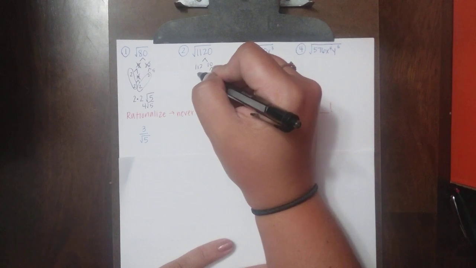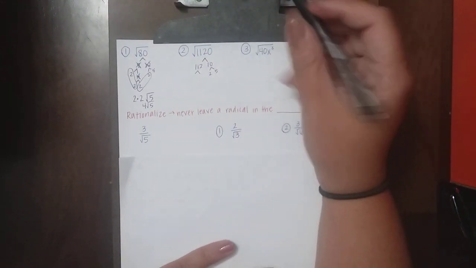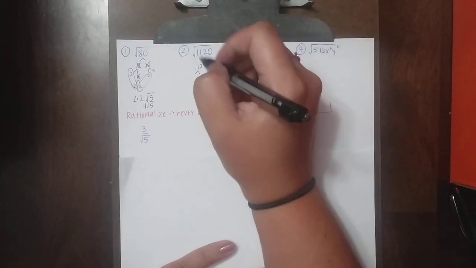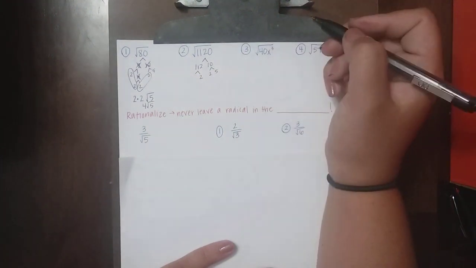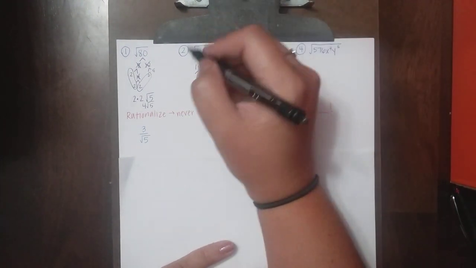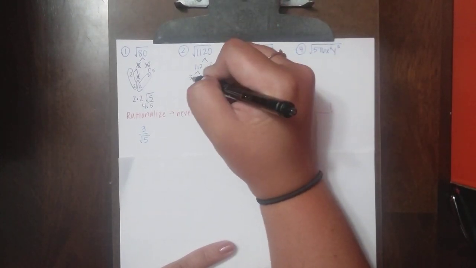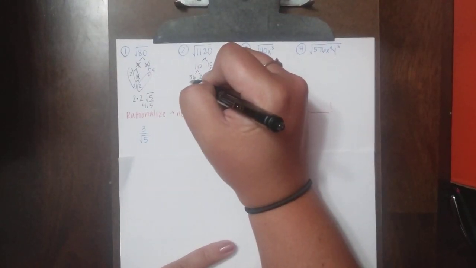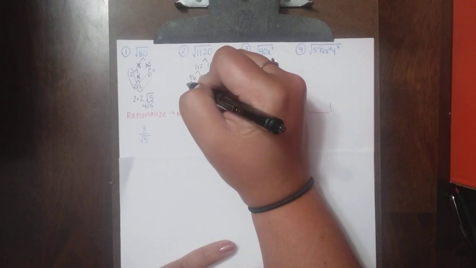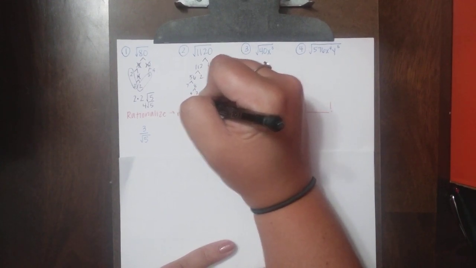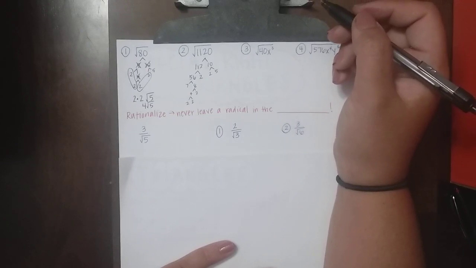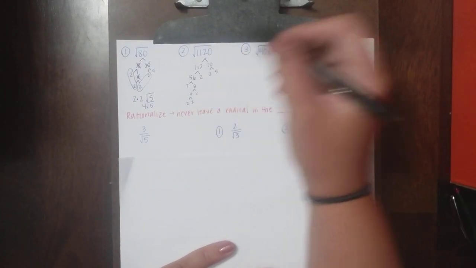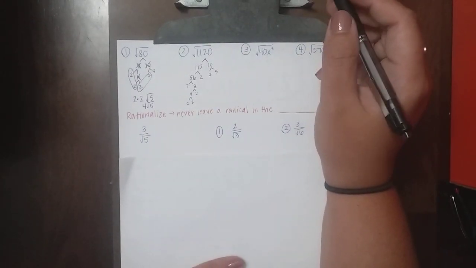Now 112. I don't really know what goes into 112, but I know it's even, so I can cut it in half. So I'm going to put a 2 there, and then 112 divided by 2 is going to end up being 56. Well, 56 we just did. I know that I've got an 8 and a 7, and then 8 is 2 and 4, and then 4 is 2 and 2. So here's all of my prime factors for 1,120.